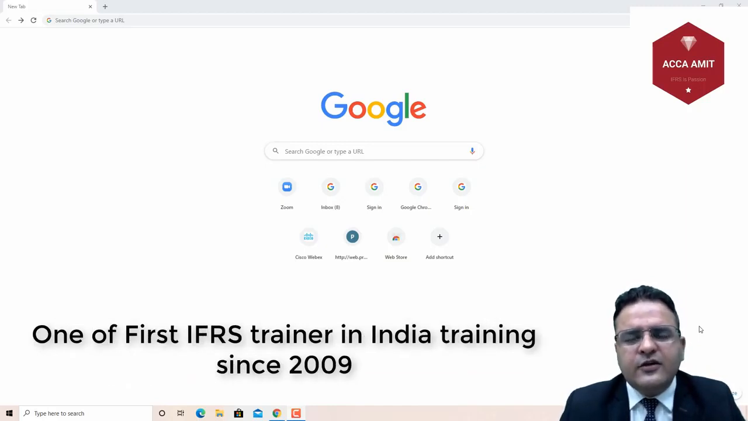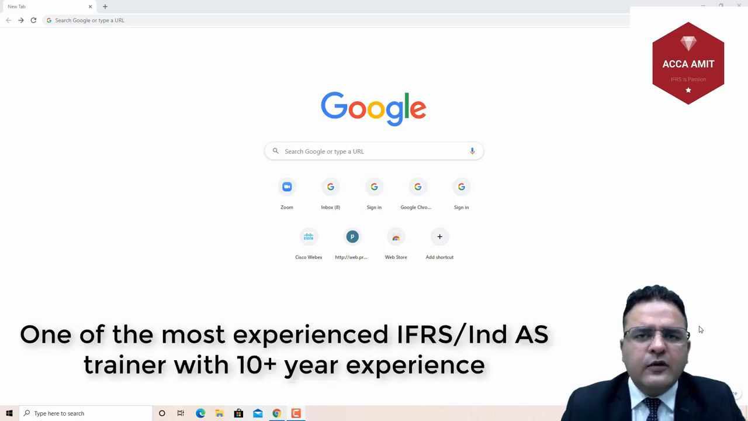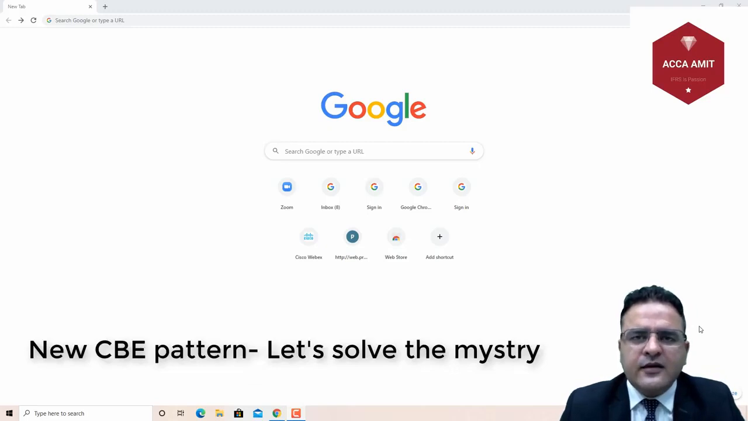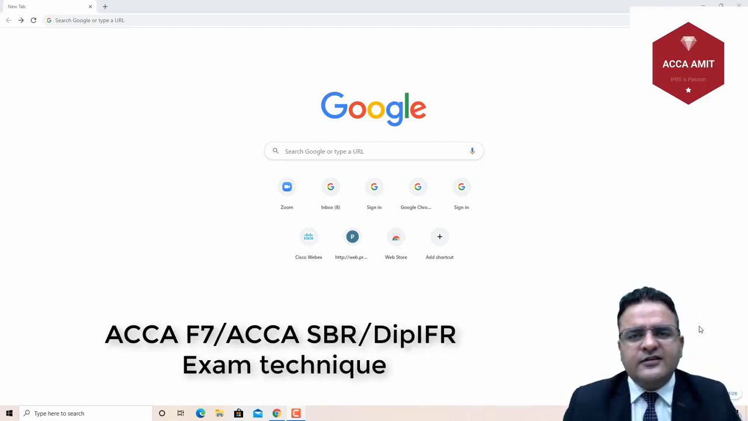So I am here to share with you how to attempt a consolidated statement of financial position question in the new CBE examination pattern. Now, this discussion is applicable to ACCA F7 Financial Reporting, ACCA SBR Strategic Business Reporting, and Diploma in IFRS examination to be held in December 2020 and thereafter.